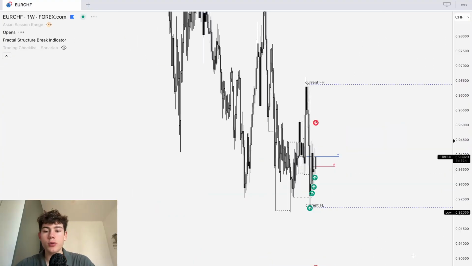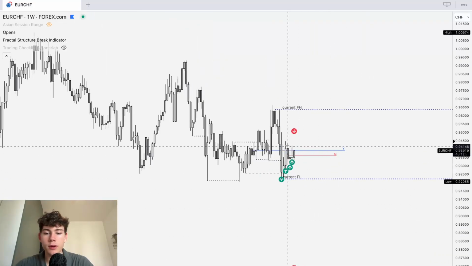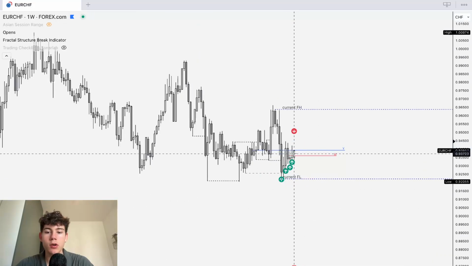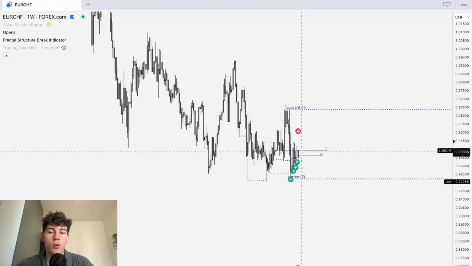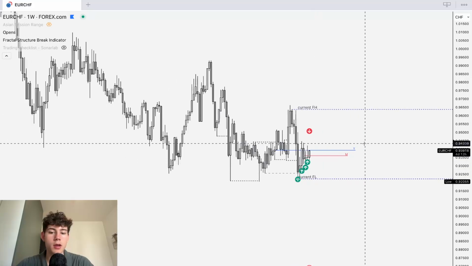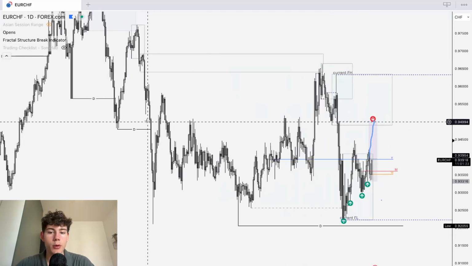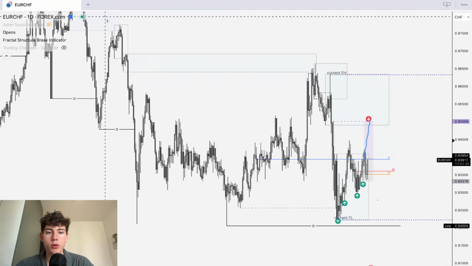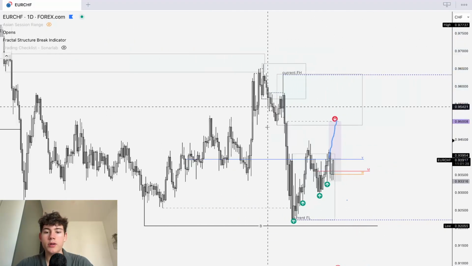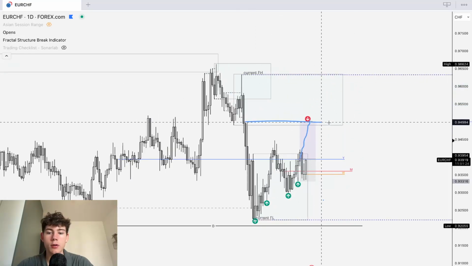Looking at Euro Swiss, what can we see? Well, on the weekly time frame, we do have some weekly highs open over here. We could see a swipe of them 100% because we took liquidity at these lows. Looking at the daily, we are bearish, and we do have bearish order flow as well. But where does this order flow end? Well, at this supply zone, and we have some internal liquidity open as well.